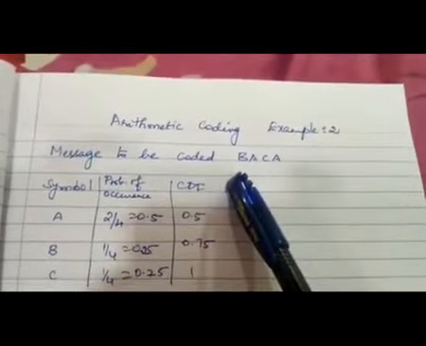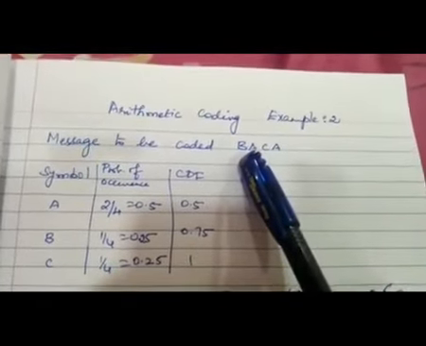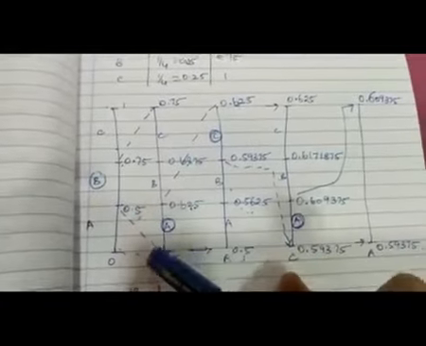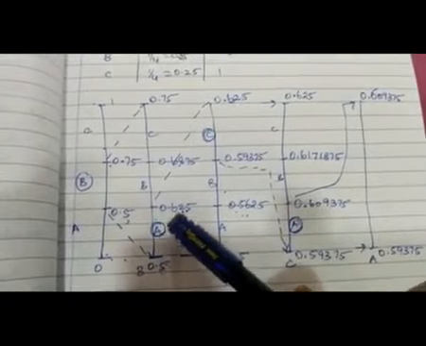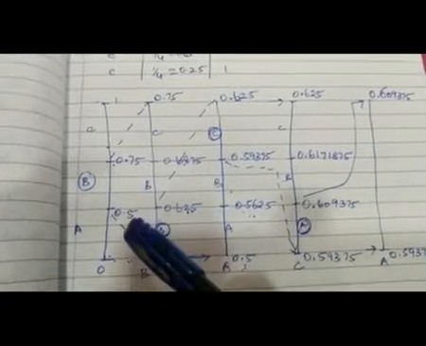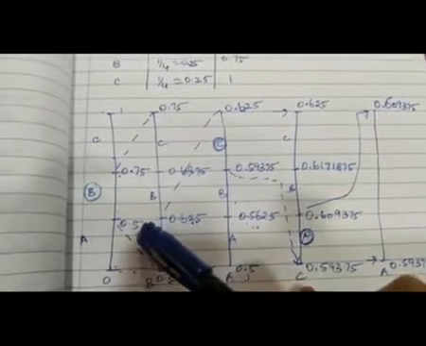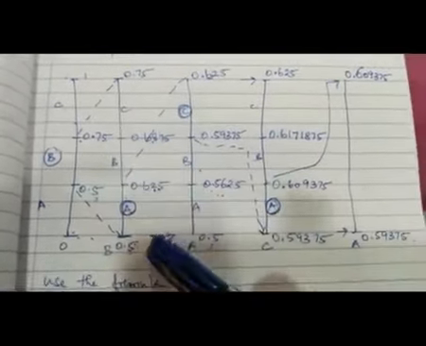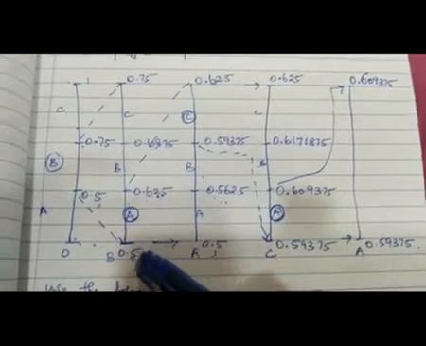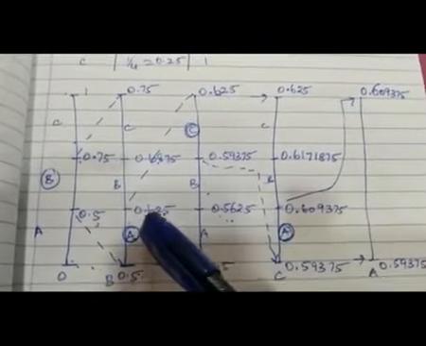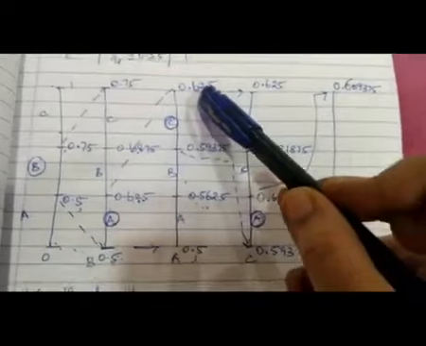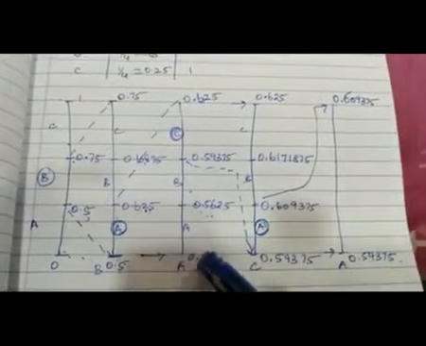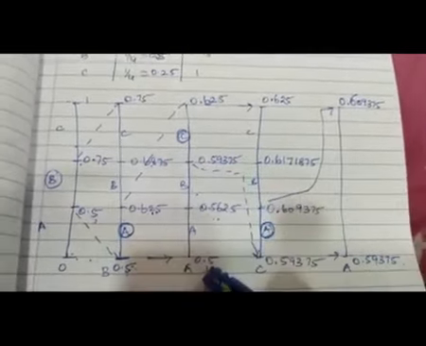Now the next letter to be coded in the message is A. So look into the graph for the limits of A. Previously for B the limits were 0.5 and 0.75. Now for A, the lower limit is 0.5 and its upper limit is 0.625. So take it and write it in the next branch of the tree.